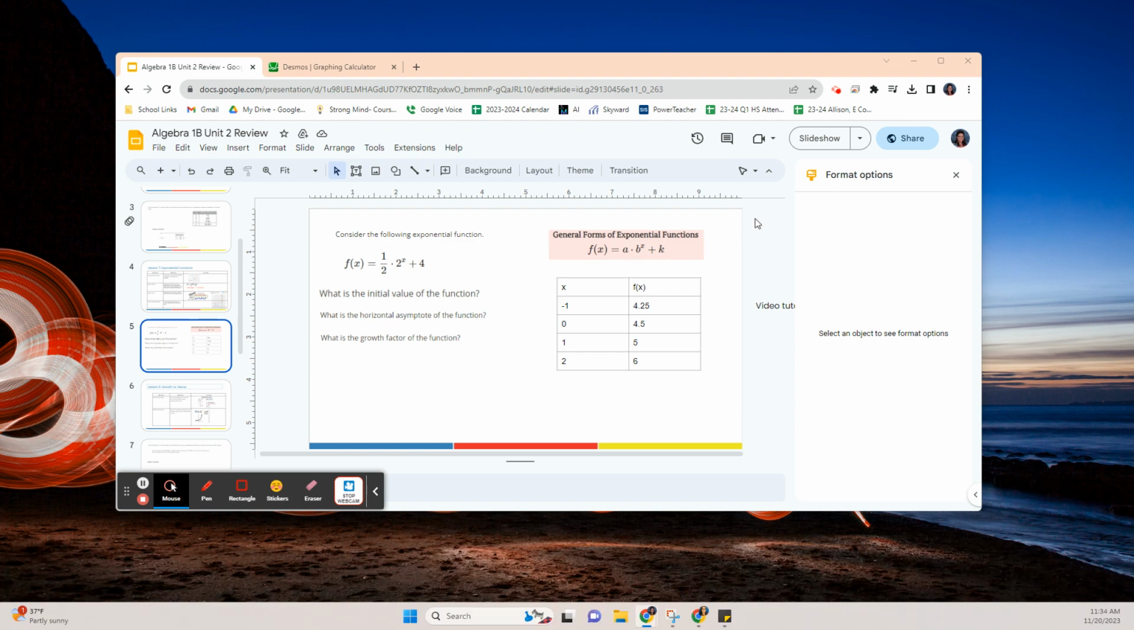And there's a couple ways that you can think about your initial value. You can think of it as your a plus your k. So in this case, it would be 1/2 plus 4, which would be 4.5.